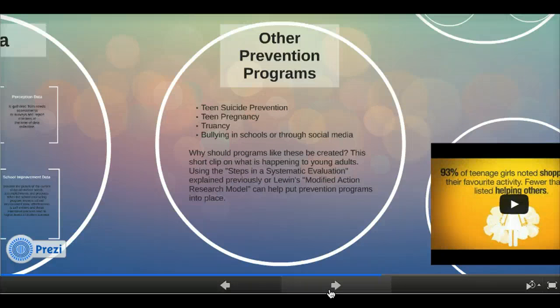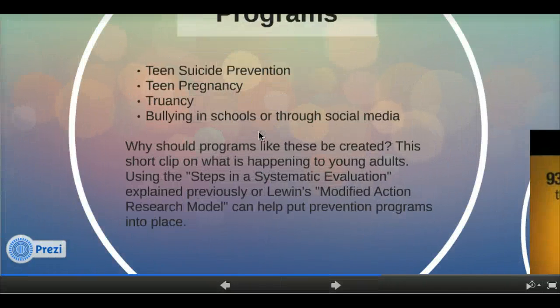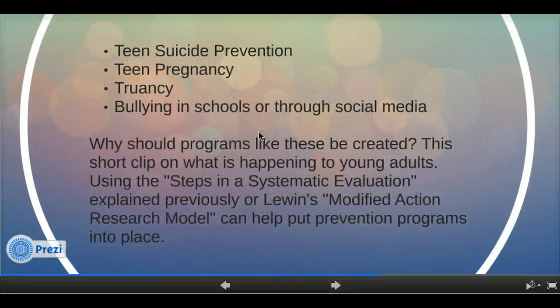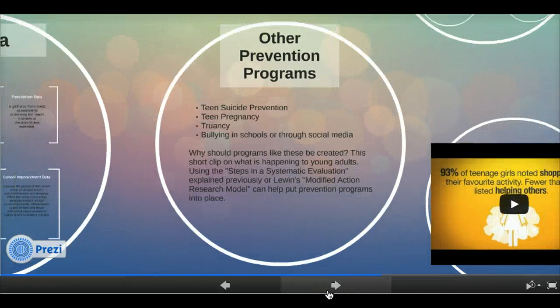As we discussed earlier, prevention is an important step in school counseling programs. Other prevention programs that also include data as a driving force include teen suicide prevention, teen pregnancy, truancy, and bullying in schools or through social media. So why should programs like these be created? Watch this clip on what's happening to young adults. Using the steps in a systematic evaluation explained previously, or Lewin's modified action research model, can help put prevention programs into place.